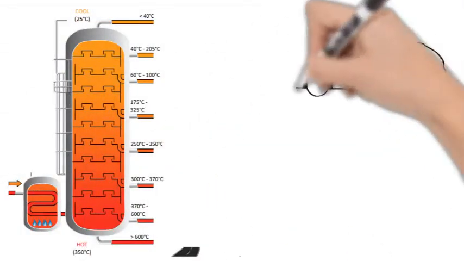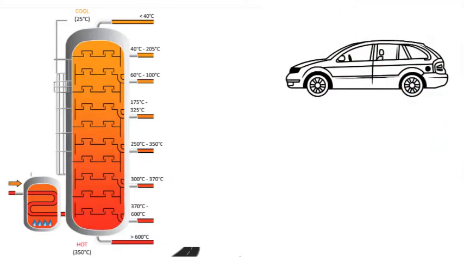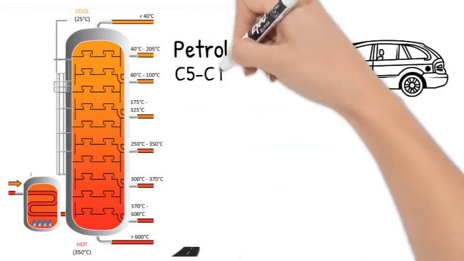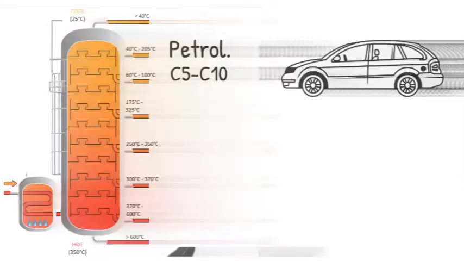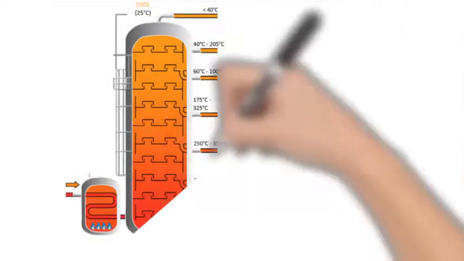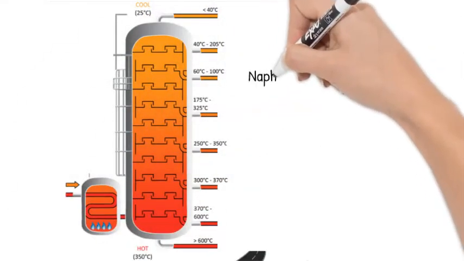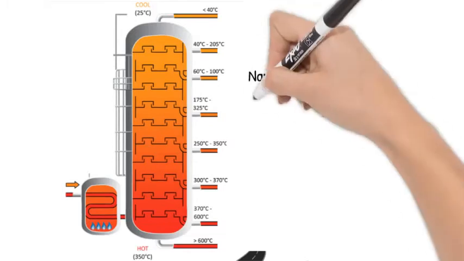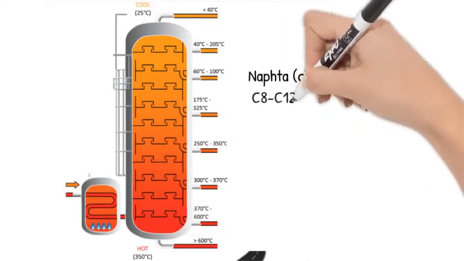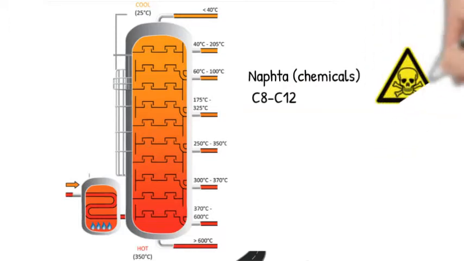And then between 40 degrees Celsius and 205 degrees Celsius, condensing is substances like octane, which is used in petrol. From the prefix oct, we know that octane has got 8 carbons in the hydrocarbon molecule. Then next down the column, we get fractions called naphtha. Now, naphtha is made into a lot of different chemicals that we find around our home and in industry.